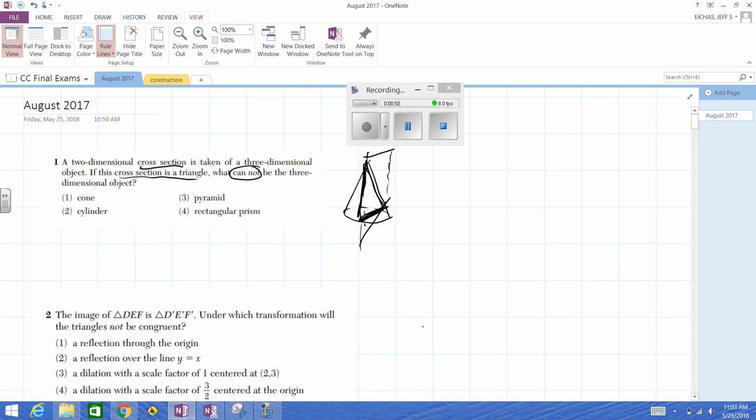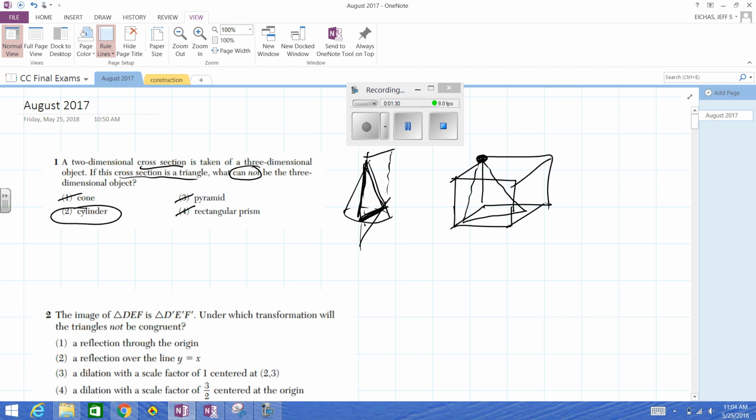A pyramid, same thing. Go through the point of the pyramid, right through the base. It's going to be a triangle. A rectangular prism, we could definitely hit. If we came through one of the corners and sliced that way, we could produce a triangle. So we could get a triangle out of all these.